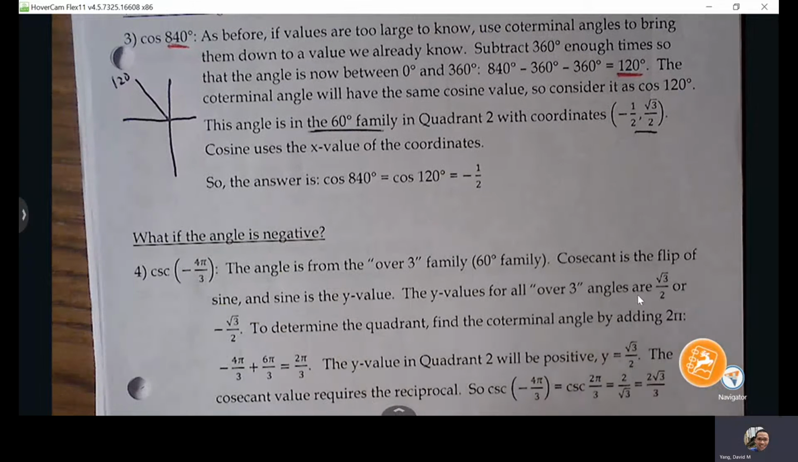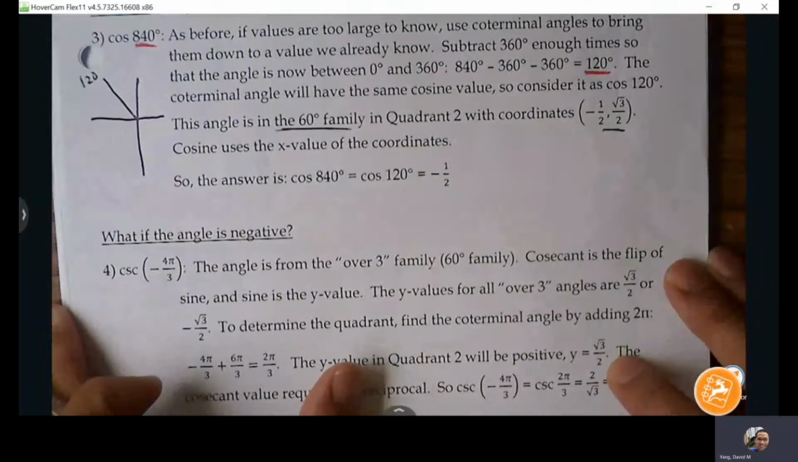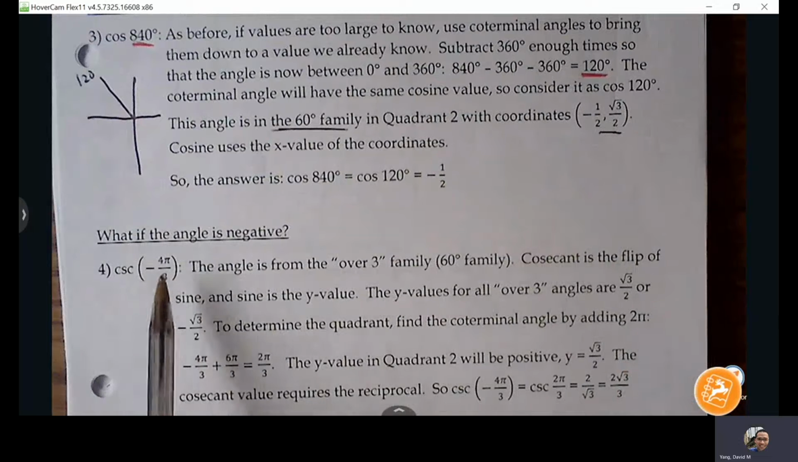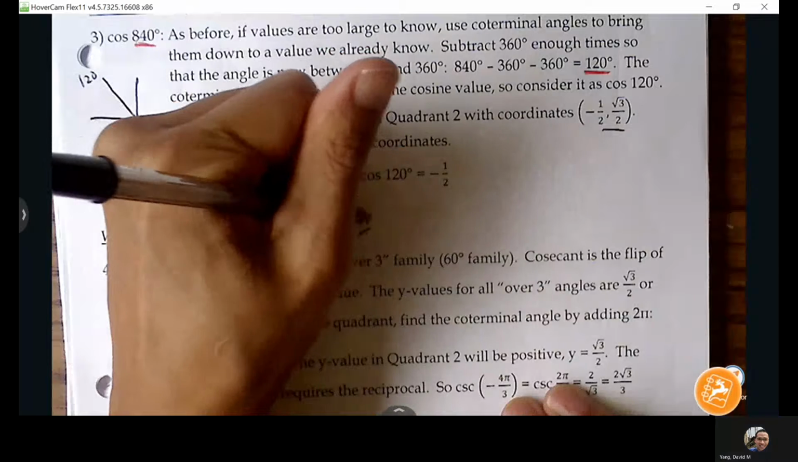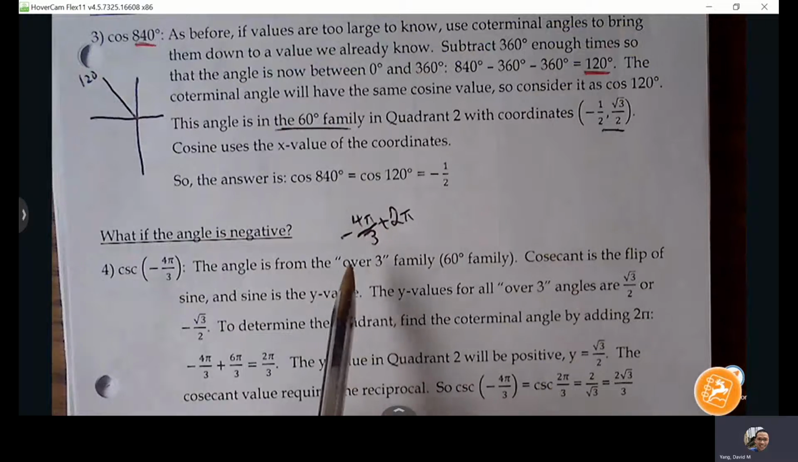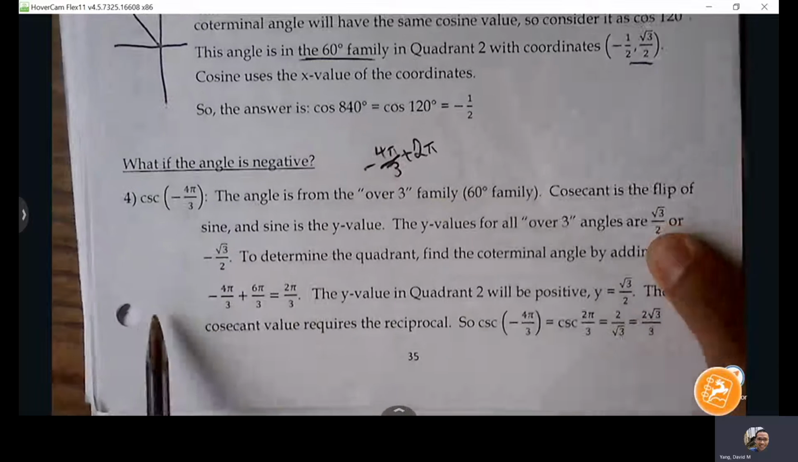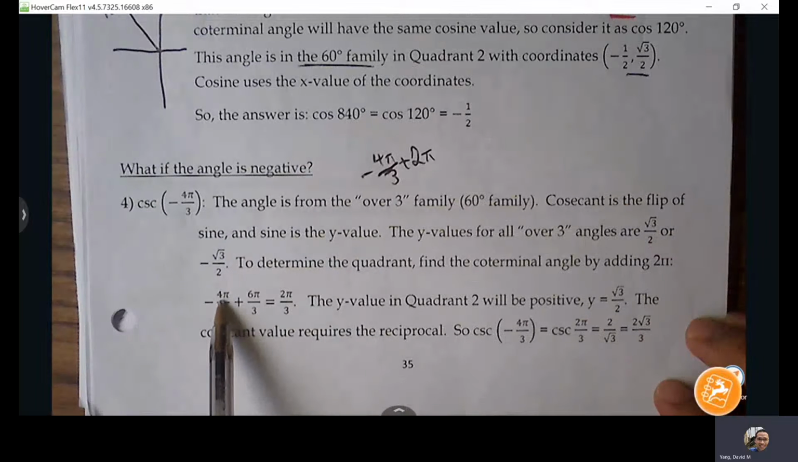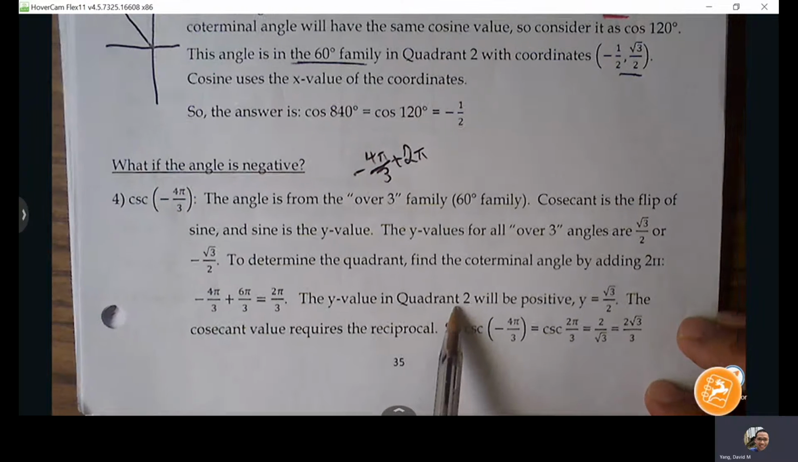If the angle is negative, then what we can do is add 2 pi or 360, depending on which form is given, until we get to something that we recognize. So negative 4 pi over 3, I can add 2 pi to this. Or you can just think about the fraction: negative 4 over 3 plus 2 is the same thing as negative 4 over 3 plus 6 over 3. And so that gives me negative 4 plus 6 is 2. So 2/3 pi, you know 2/3 pi is in the second quadrant.